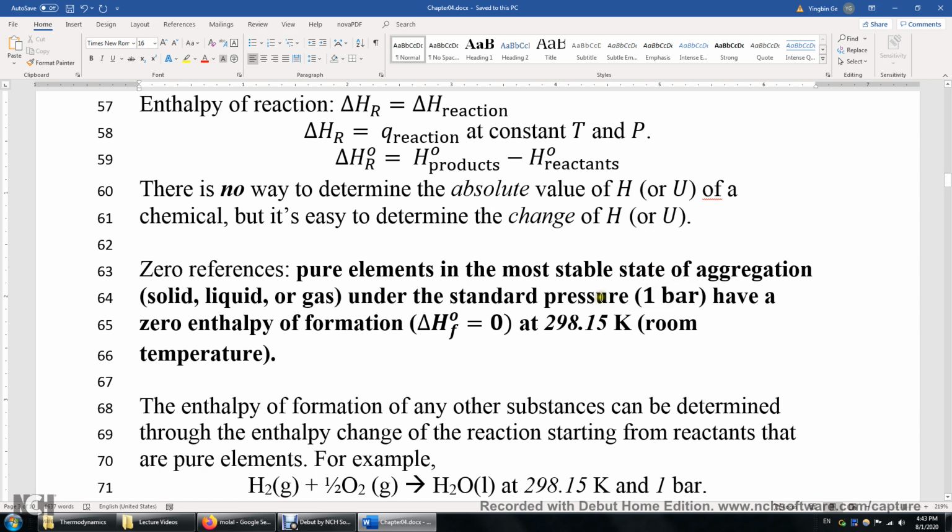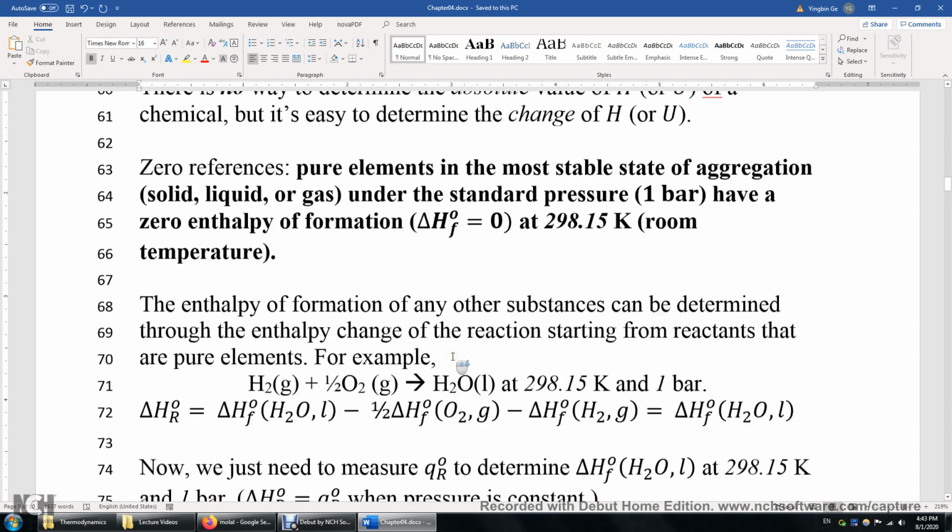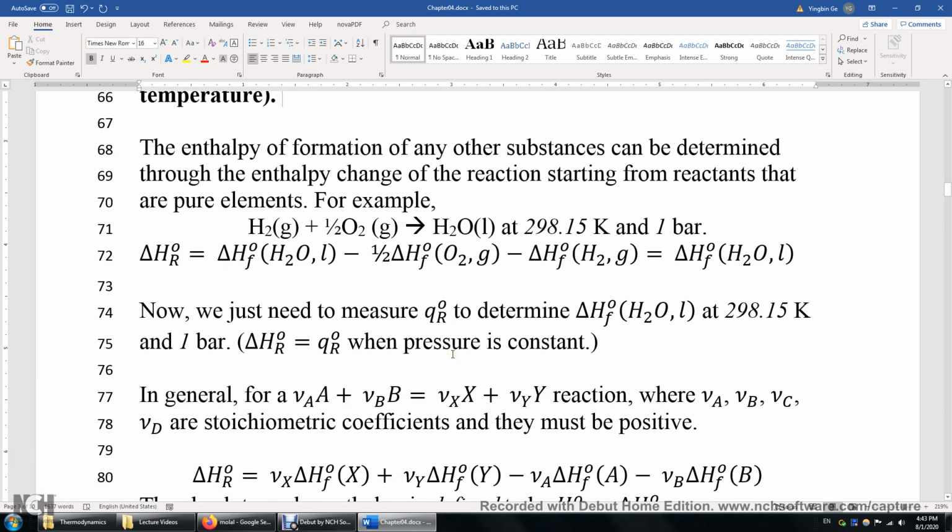Again, this is the room temperature, not the standard temperature. The standard temperature is 0 degrees Celsius. However, when we define the zero reference for enthalpy, it's the room temperature being used here. The enthalpy of formation of any other substances, any compounds, can be determined through the enthalpy change of the reaction, starting from the reactants that are pure elements.